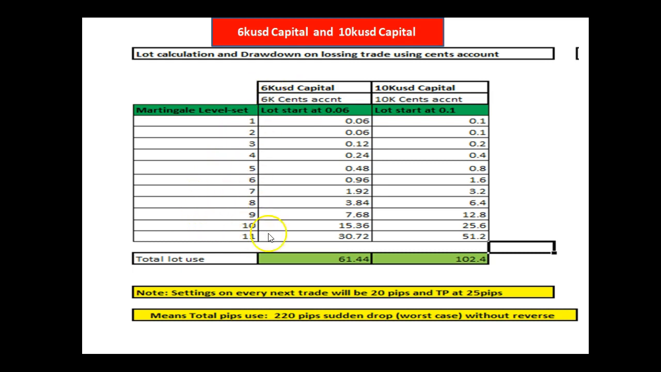So the same thing, your level and your starting lot for your 6k, we will try to calculate it with 0.06. Actually, all this calculation you can do by yourself, but this is just for you to see how we can calculate your possible risk if your drawdown drops like that. It's the same thing: 20 pips with 25 pips TP, and then a 220 pips sudden drop.